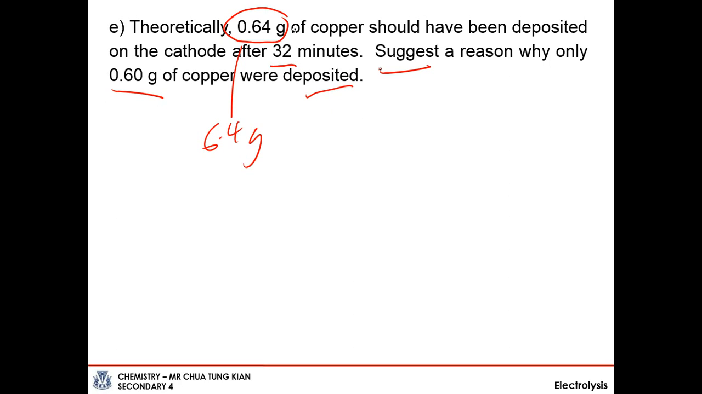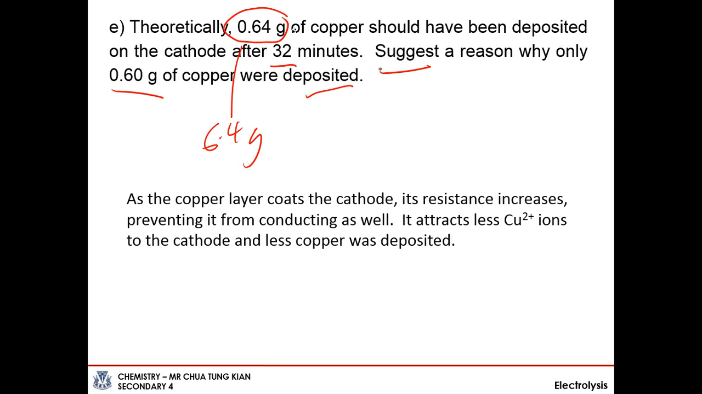So in order for electricity to flow, the resistance of the solution must be quite low. As more and more copper 2+ ions were deposited, at the end of the day, the resistance of the solution will actually increase, or I can say that the conductivity decreases. So as a result, resistance increases, the whole process will actually stop.